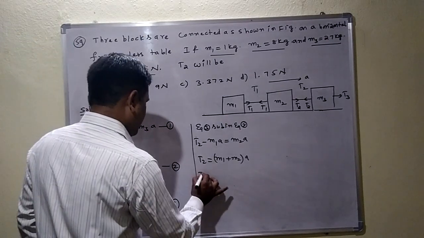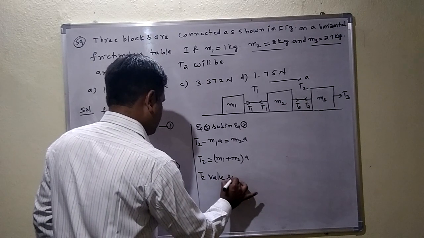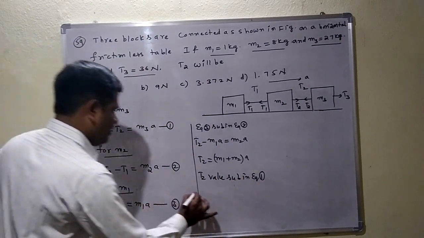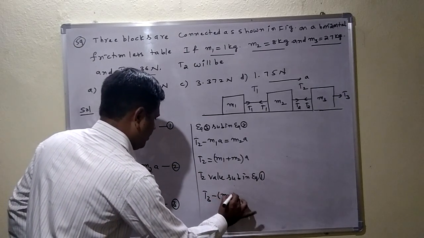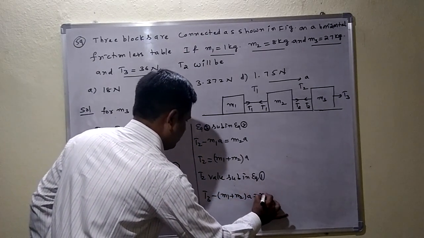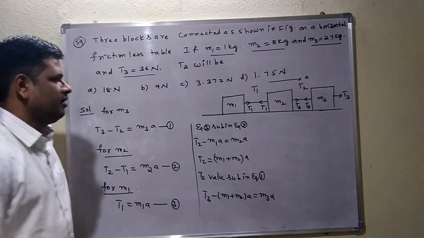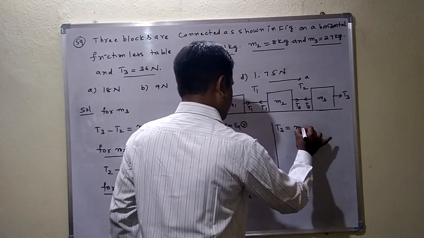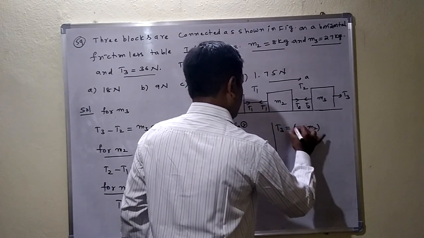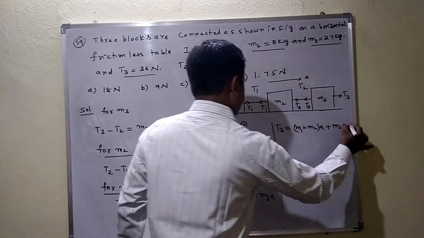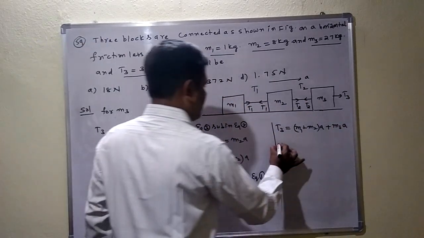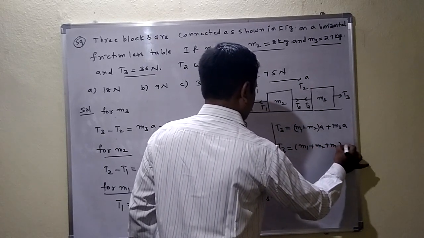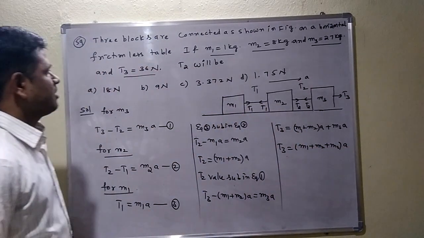Now substitute the T2 value in equation 1. What we get is T3 minus (M1 plus M2) into A is equal to M3A. Taking that to the other side, T3 is equal to (M1 plus M2) into A plus M3A. Taking A common, T3 is equal to (M1 plus M2 plus M3) into A.